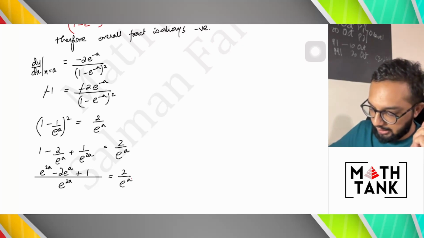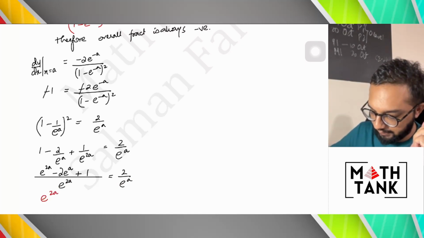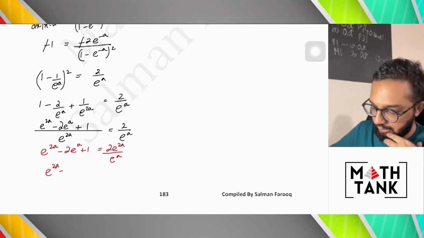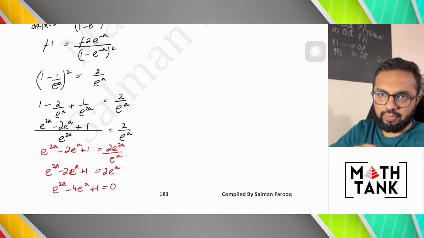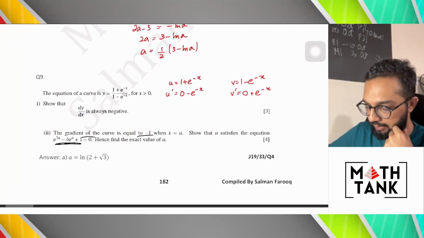If I were to bring it to the other side, let's bring it to the other side first. The powers would get subtracted, and I would end up with 2e power a. Moving this to the other side will give me e power 2a minus 4e power a plus 1 equals 0. So I've proved to you whatever the question was asking me to prove.